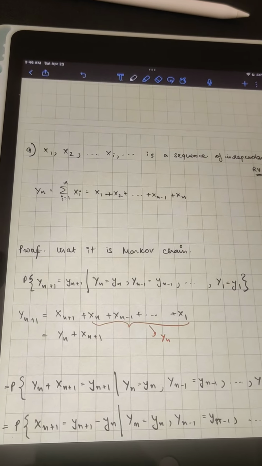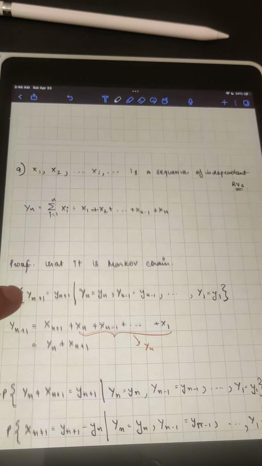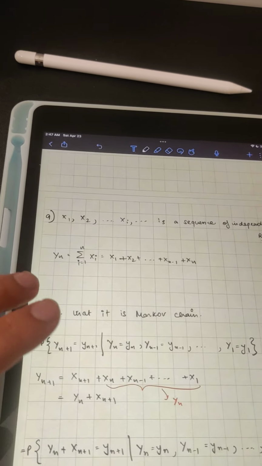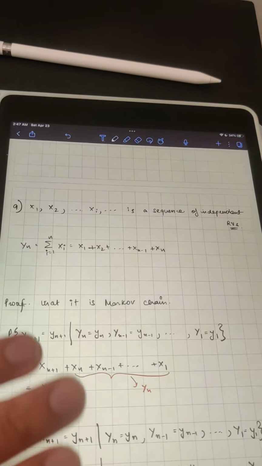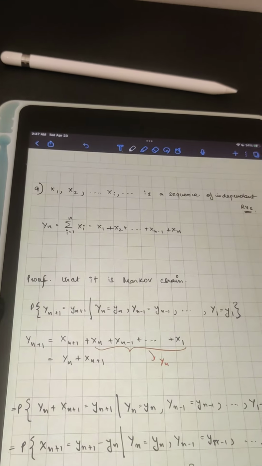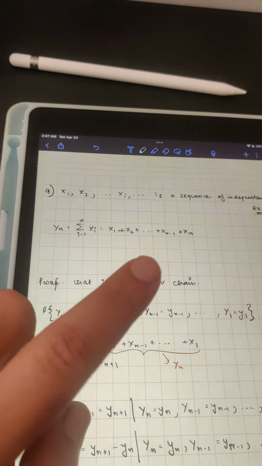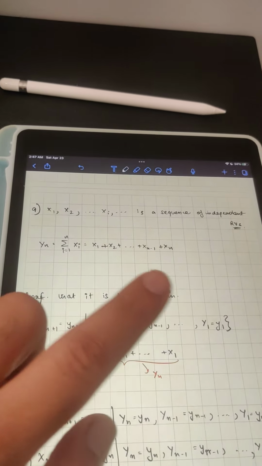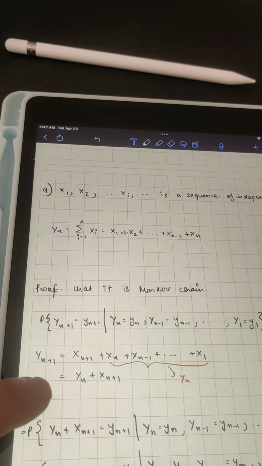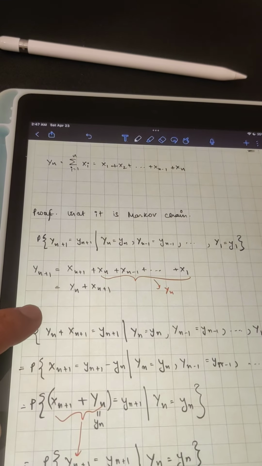This is for homework 9, question 9. So here X1, X2, Xi, all these are a sequence of independent random variables. It's very important that they are independent. And Y1 is the summation of all these, the sequence of independent random variables. So we want to show that this is a Markov chain.